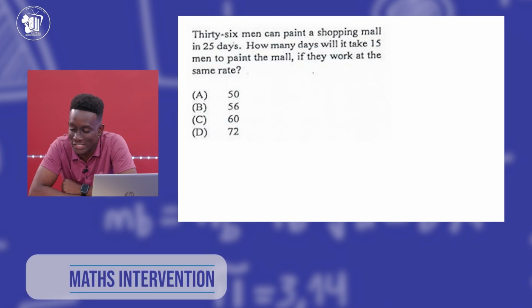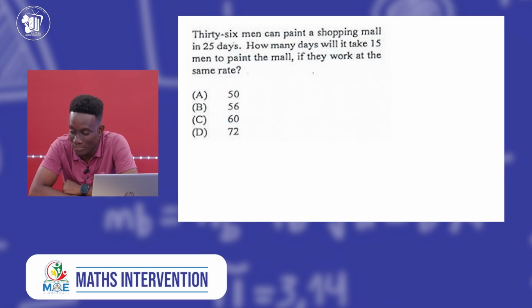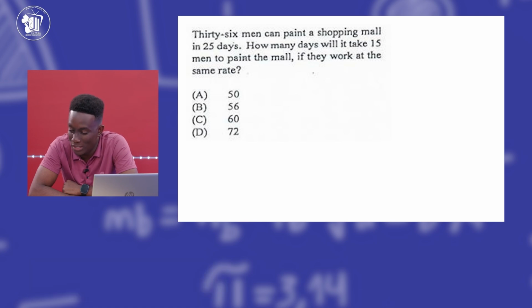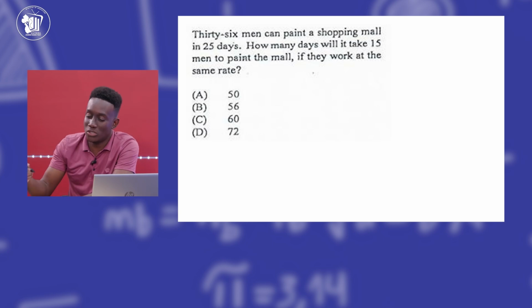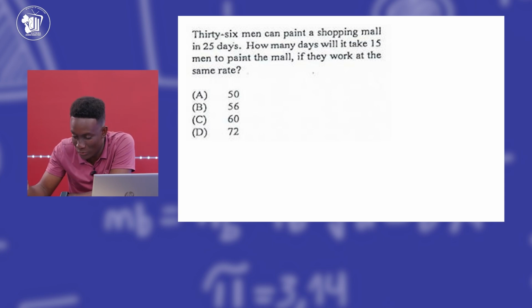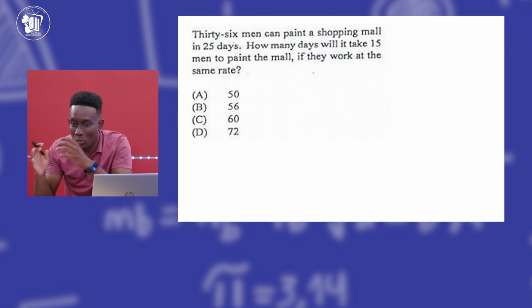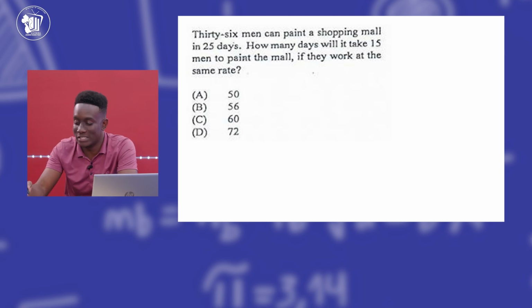So this question says, 36 men can paint a shopping mall in 25 days. How many days will it take 15 men to paint the mall if they work at the same rate? So we see 36 men can paint a shopping mall in 25 days. Let's say we don't know the work required to paint the shopping mall. So let's say this is represented by X.